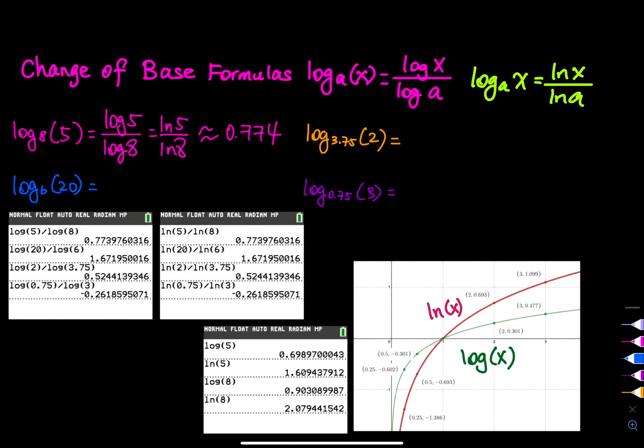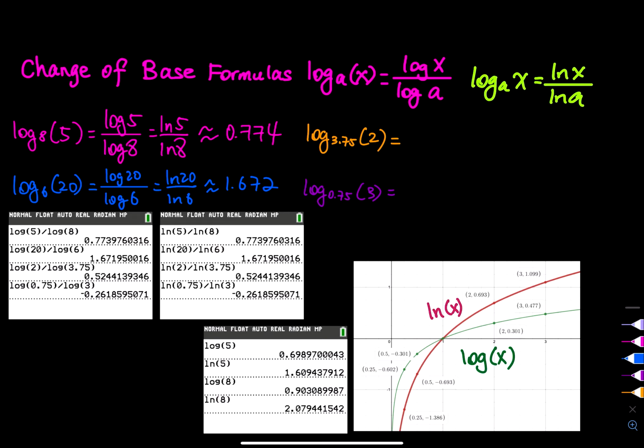That one is a 6. That looks like a B to you, right? Okay, I'm going to change that to a 6. So this is log base 6 of 20. So that equals log of 20 divided by log of 6. For ln, that is ln 20 divided by ln 6. And then in the next line, you can see that that is approximately equal to 1.672.